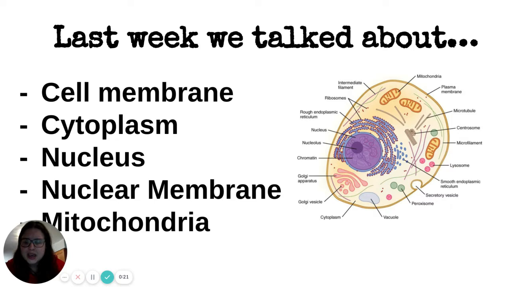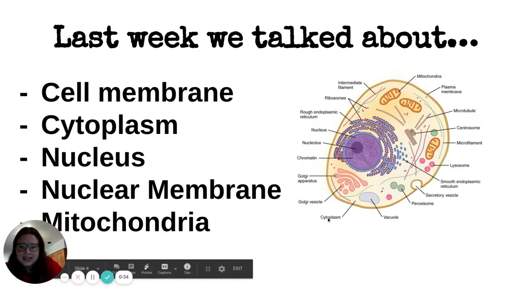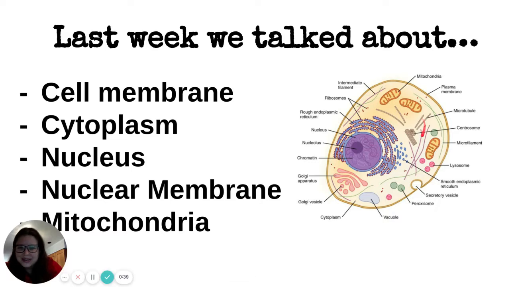So last week, we learned about the animal cell, and we talked specifically about 5 organelles, or parts of the cell. We spoke about the cell membrane, the outer area of the cell. We spoke about the cytoplasm, all of that jelly-like stuff inside of the cell, the yellow stuff in this picture. We spoke about the nucleus. In this picture, it's purple right here. We talked about the nuclear membrane, the surrounding of the nucleus. And we also talked about the mitochondria, the power plants of the cell.